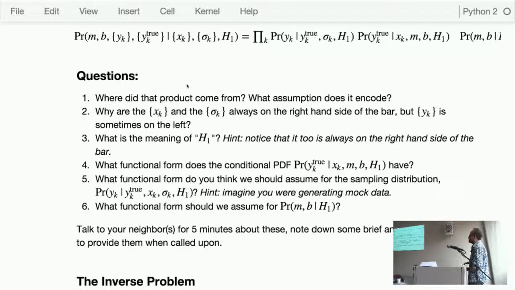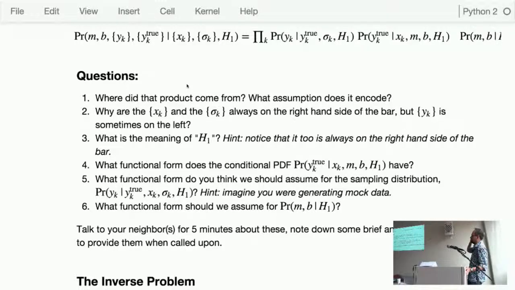Okay, so talking of functional forms, what functional form does the conditional P of y true given x, m, and b have? I told you this as well. It's a delta function, because it's a deterministic relation between given x and implied y for the straight line model. What functional form do you think we should assume for the sampling distribution or distributions? So P of observed y given true y.